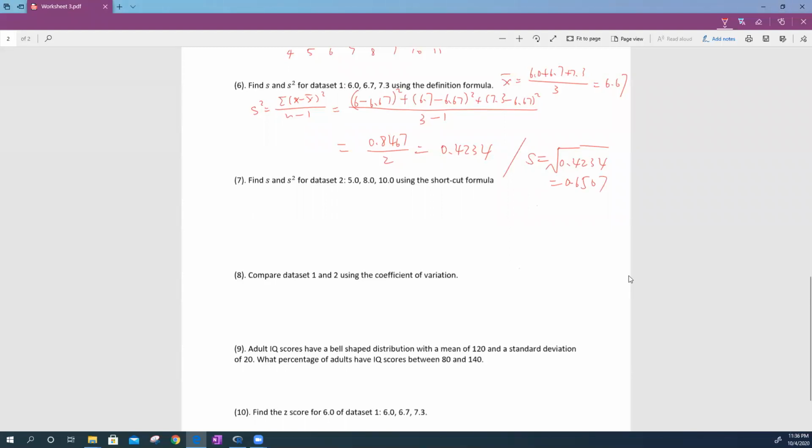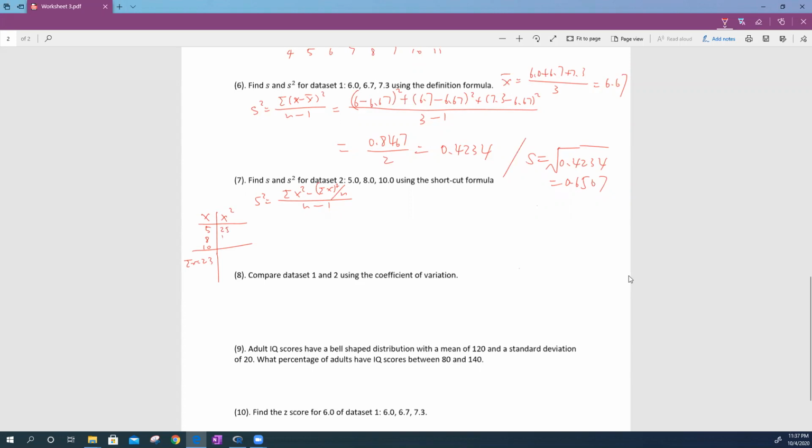And for data set 2, the shortcut formula is sum of x squared minus (sum of x) squared over n, and after the difference we divide it by n minus 1. Then we need sum of x and sum of x squared. So we're just going to list a table. X will be 5, 8, and 10. So sum of x is 23. So add these 3 numbers together.